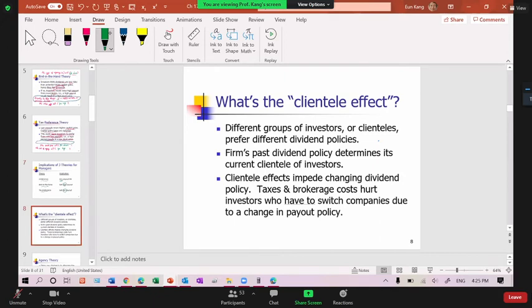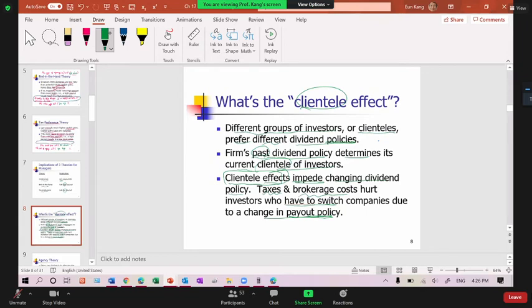Then, according to tax effect, there is a clientele effect. Clientele effect means different groups of investors, or clienteles, prefer different dividend policies. That means a firm's past dividend policy determines its current clientele of investors. So clientele effect impedes, that is what prevents, changing dividend policy, okay? Because if you change dividend policy, certain clienteles don't like that, because taxes and brokerage costs hurt investors who have to switch companies due to changing the payout policy. So they don't want to upset current shareholders.